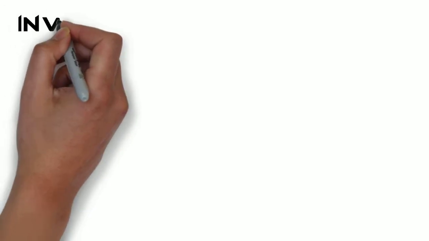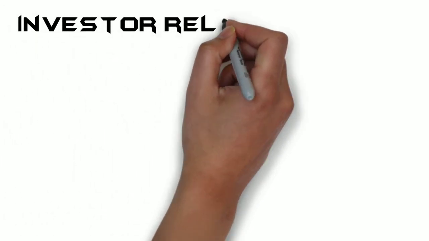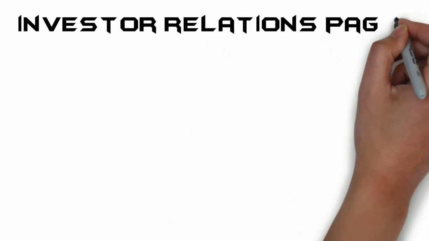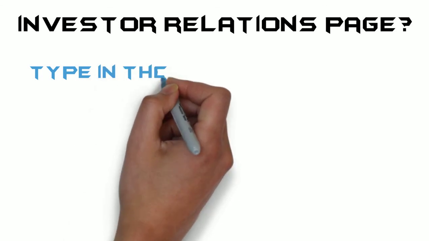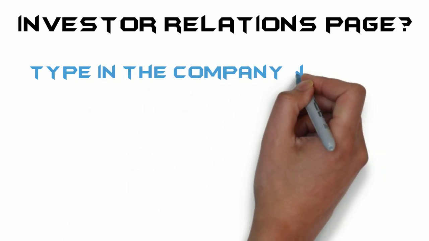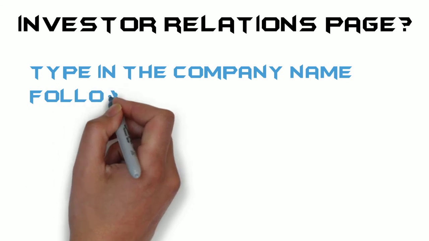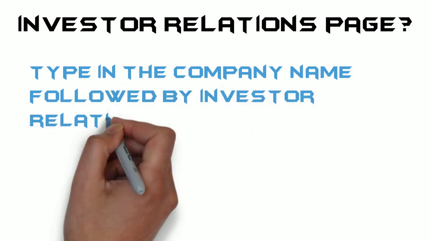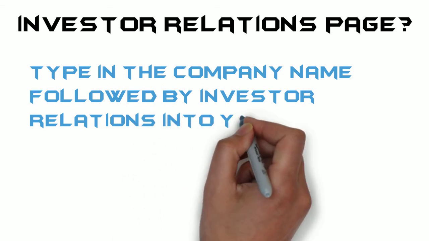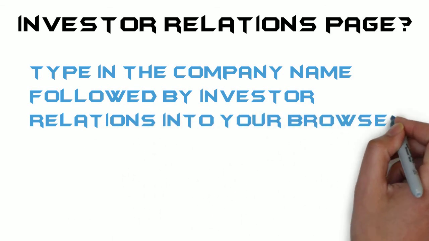Now, what is an investor relations page? Basically, an investor relations page is a page in which the company shows all their financials and their positions. To find this, you type in the company name followed by investor relations into your browser, like Google or whatever, and then it should come up, and you can see the 10Ks and 10Qs.